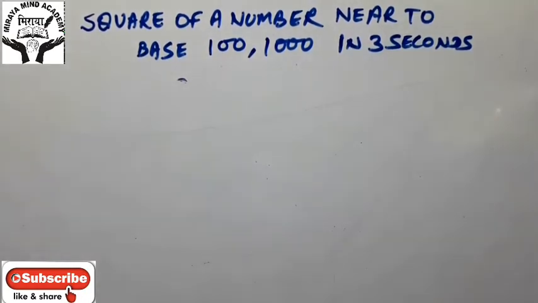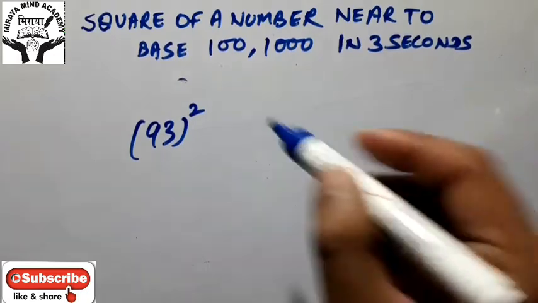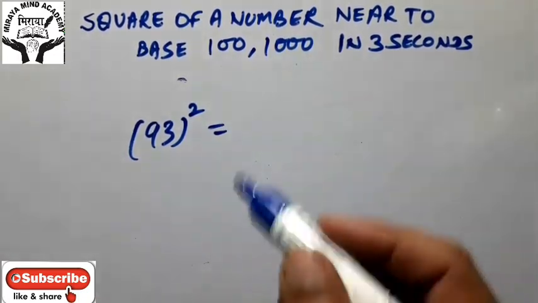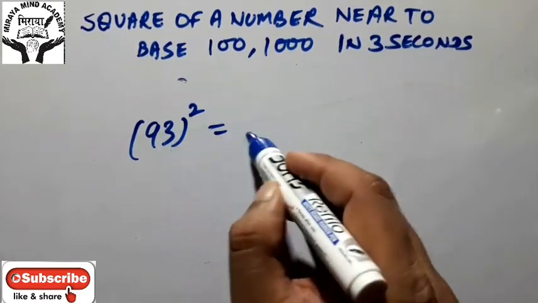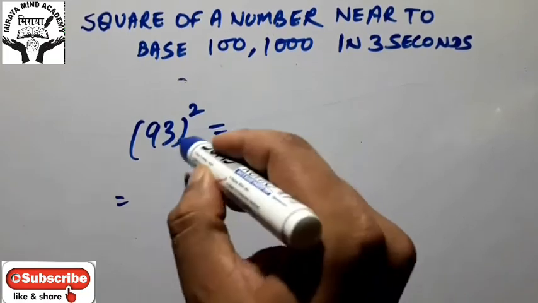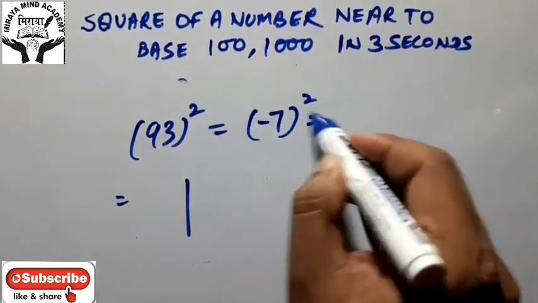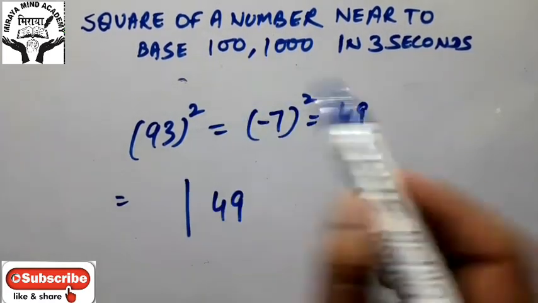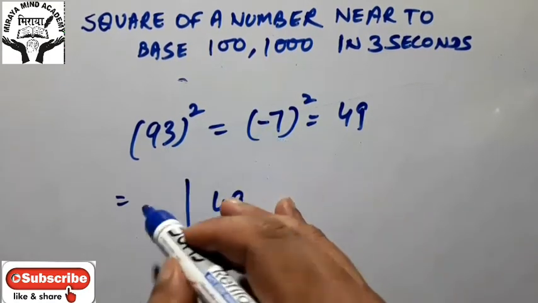Let's take 93 as the example. Now we'll do it step by step. First what we have to do, we have to minus 100. We'll do it without writing. So 93 minus 100 is minus 7. We'll take the square of this, that is 49. We will write 49 over here, and then we will minus 7 from the 93. So 93 minus 7 is 86.